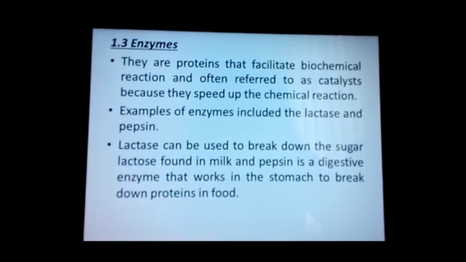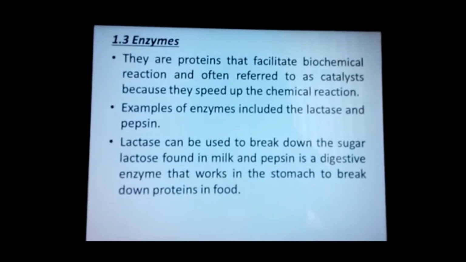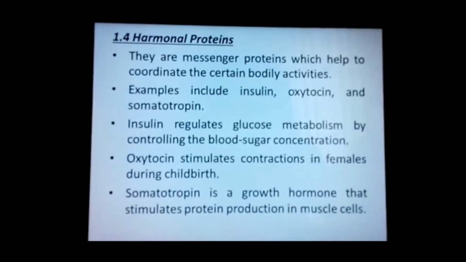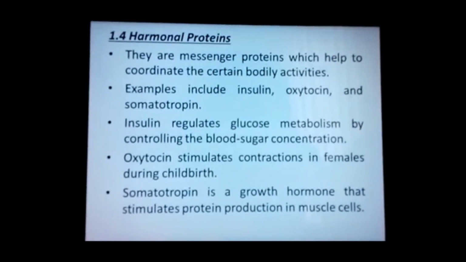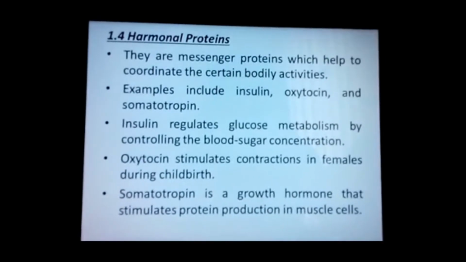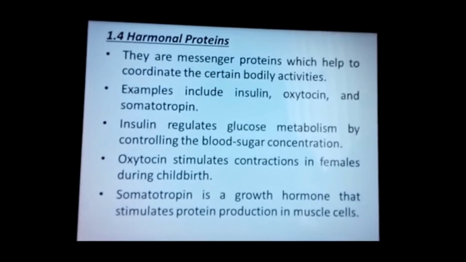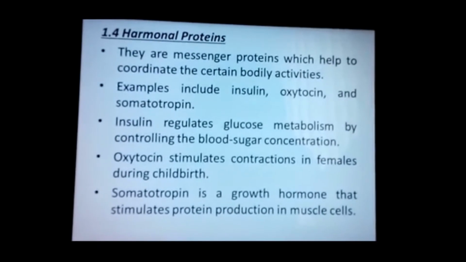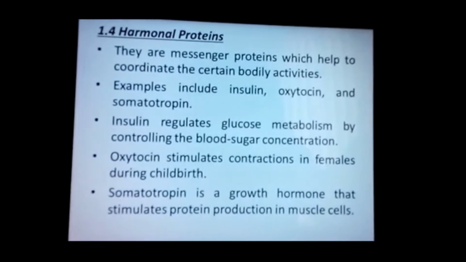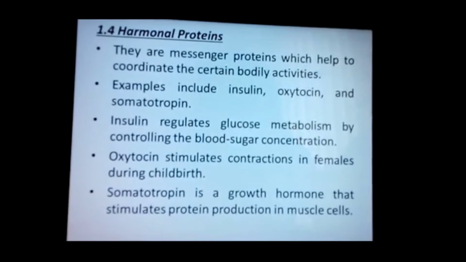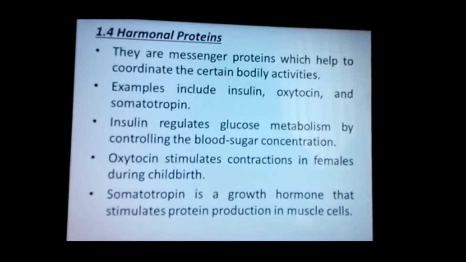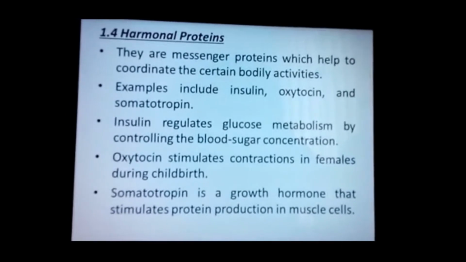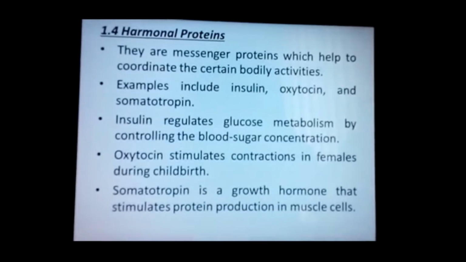Lactase can be used to break down the sugar lactose found in milk, and pepsin is a digestive enzyme that works in the stomach to break down proteins in food. Fourth is hormonal proteins. They are messenger proteins which help to coordinate certain bodily activities. Examples include insulin, oxytocin, and somatotrophin. Insulin regulates glucose metabolism by controlling the blood sugar concentration. Oxytocin stimulates contraction in females during childbirth, and somatotrophin is a growth hormone that stimulates protein production in muscle cells.